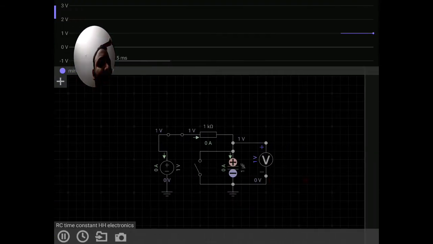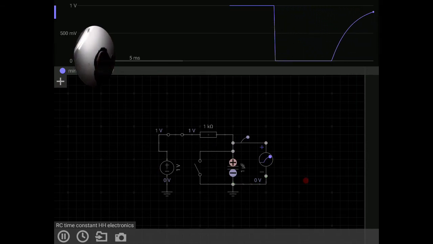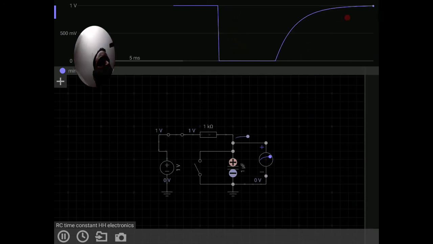An RC time constant, and the voltage falls, and then when it rises, it follows an exponential curve, as you see.